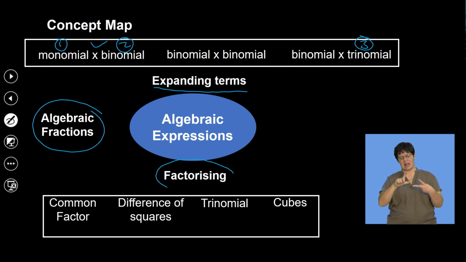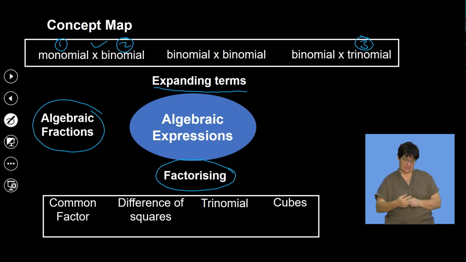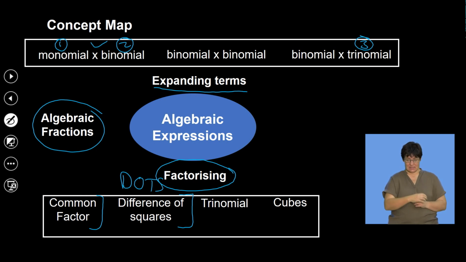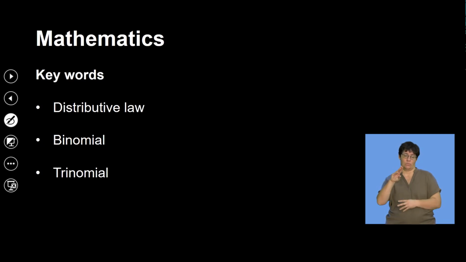Also, lastly, we're going to look at some factorizing. Factorizing, we have some different types of them. It's finding a common factor. They normally call it a difference of squares, which is DOTS. They normally use the word DOTS. And we're also going to factorize a trinomial. Then lastly, we're going to factorize cubes.